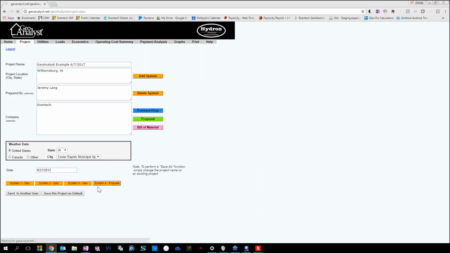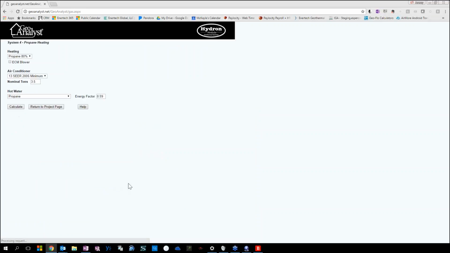I'm going to go and look at the fourth system, which will be our propane example. Select the most efficient propane system with an ECM blower and give it, say, a 14 SEER AC. 3.5 tons might cut that AC load. Hot water will be propane at an energy factor of 0.59. If you guys want to change any of this stuff, you could always pick a tankless water heater or whatever you want to pick. I just want to keep our example simple for today's discussion.